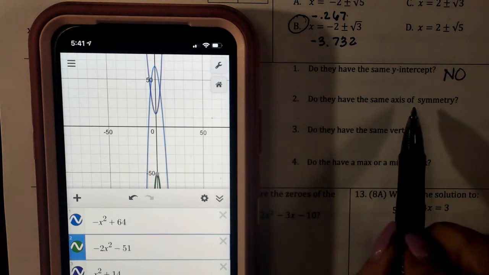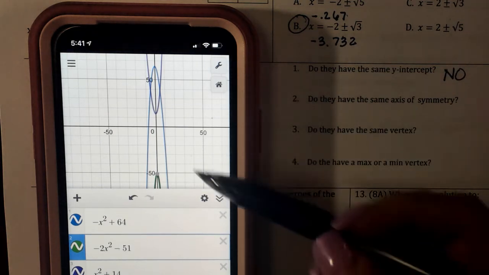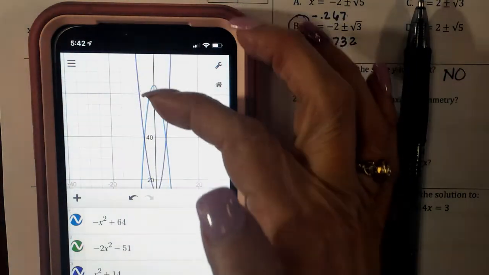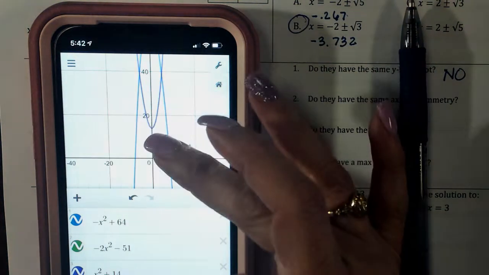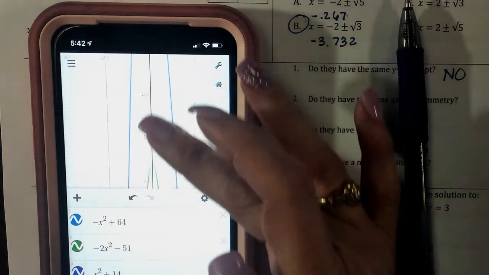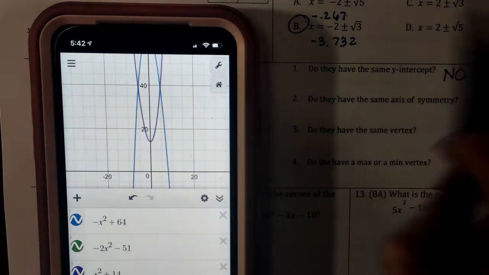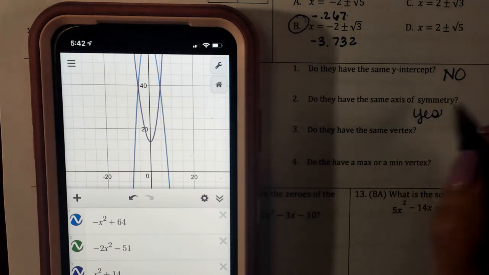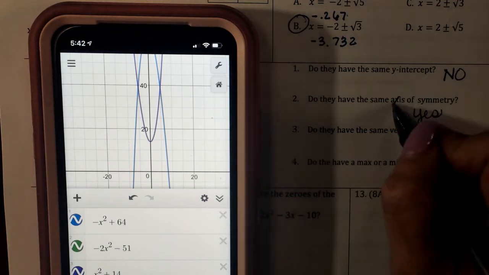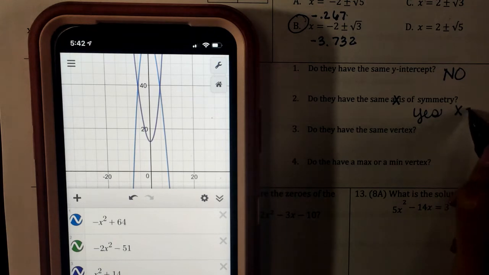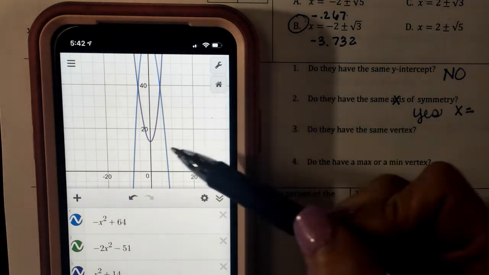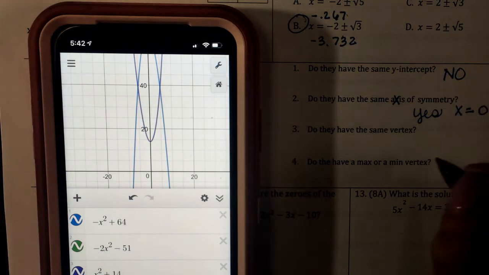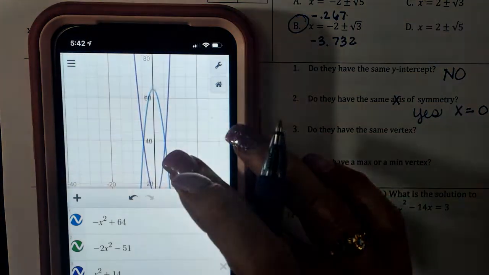Do they have the same axis of symmetry? Axis of symmetry is the line that goes in the middle of them. They all are on the y-axis, the vertex is. So therefore, the axis of symmetry is the same. So yes. What is the axis of symmetry? Axis has the letter X in it, so it's X equals, what is it? On these, they all are right here at 0.